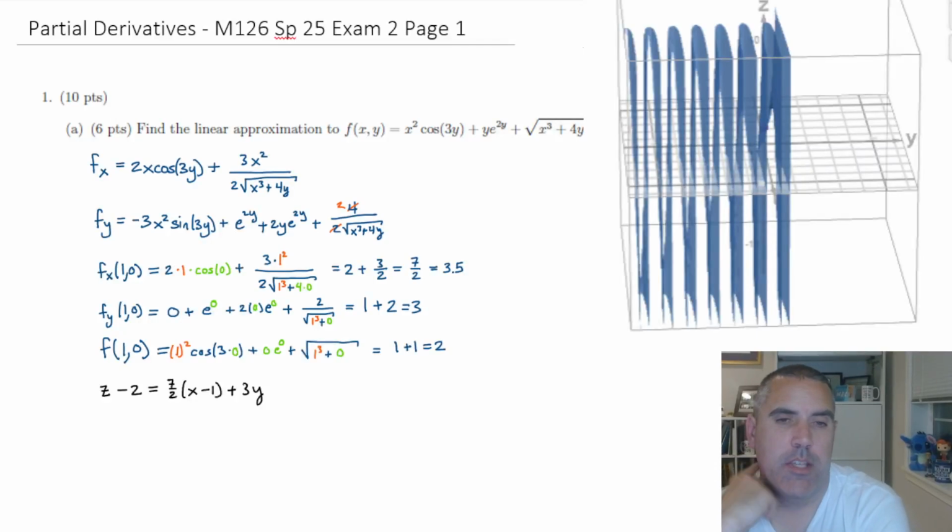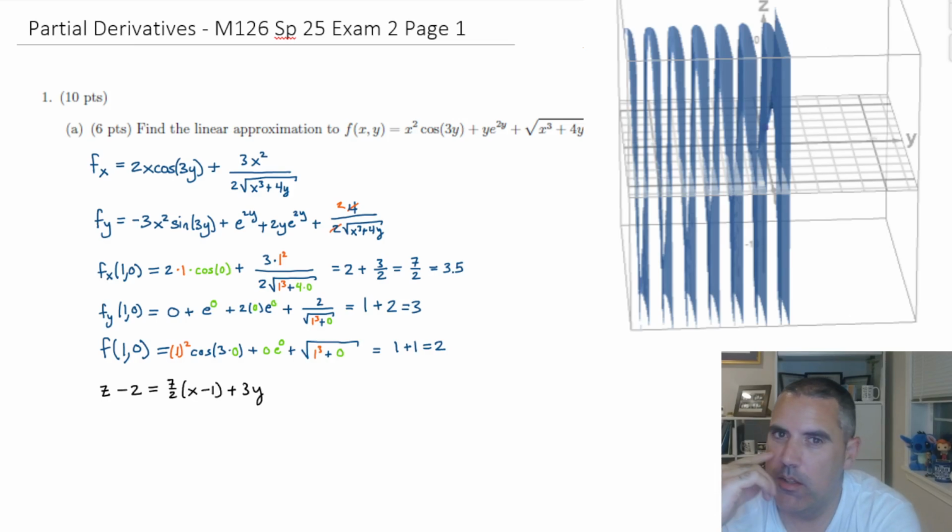Hello, Math 126 fans. Going to go through page 1 of my Spring 25 Exam 2. It was essentially all about partial derivatives. Students did fairly well in it, so I'm not going to say very much on this page.